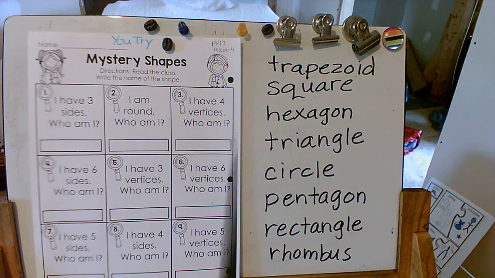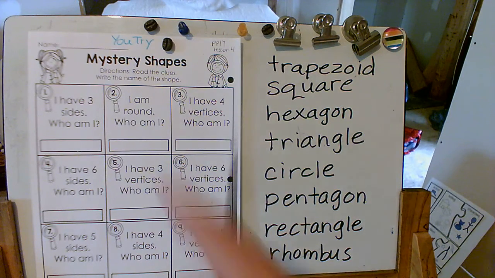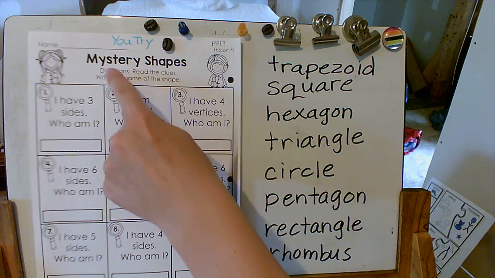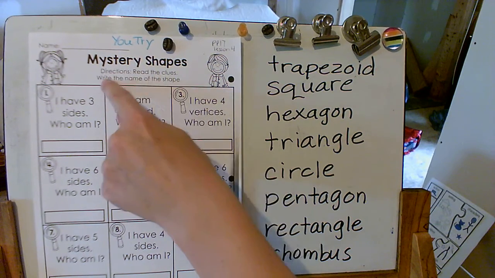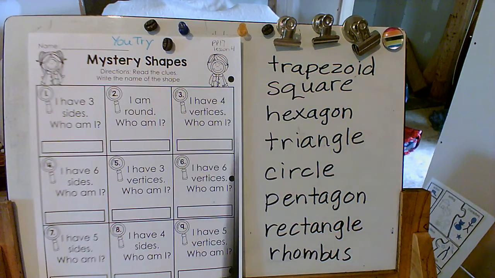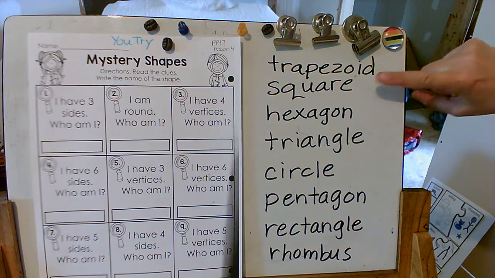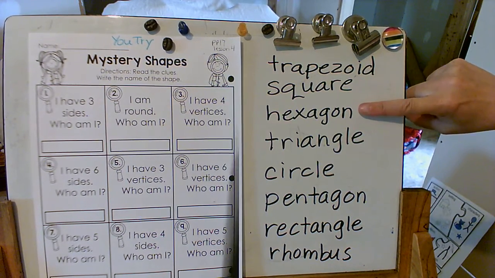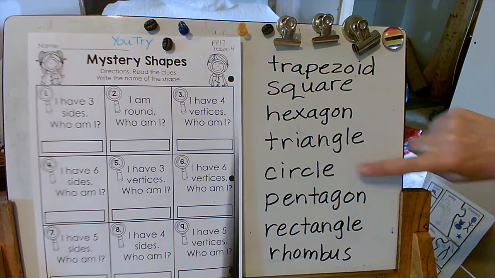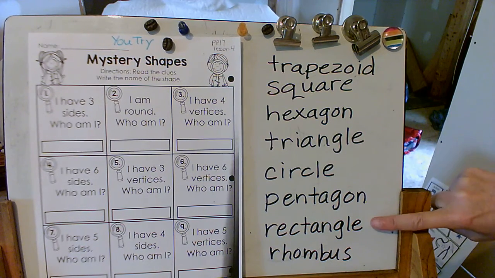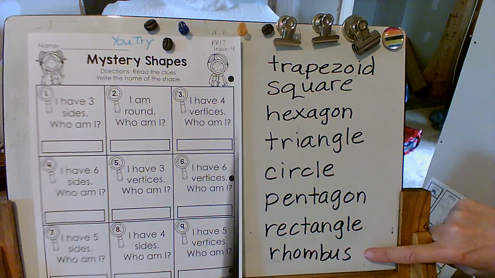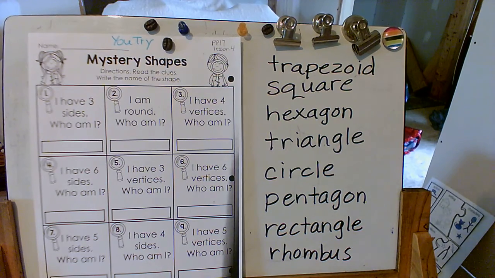Here is your You Try activity. It's called Mystery Shapes. Directions: read the clues, write the name of the shape. So over here is a word bank. We have the words trapezoid, square, hexagon, triangle, circle, pentagon, rectangle, rhombus. So you're going to come over here and read the clues.